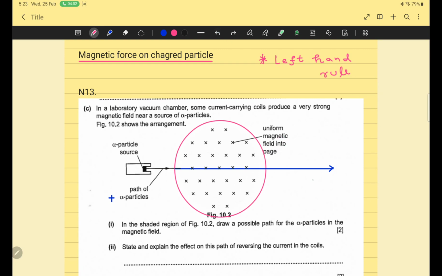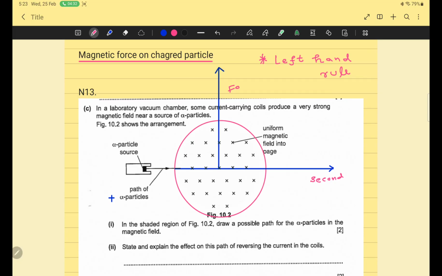And then open your second finger in the direction of the moving charged particle. The charged particle is moving towards the right-hand side, so this is the direction of current and the direction of the charged particle. Where is your thumb? Upward. You are right. It means the magnetic force is acting in the upward direction.